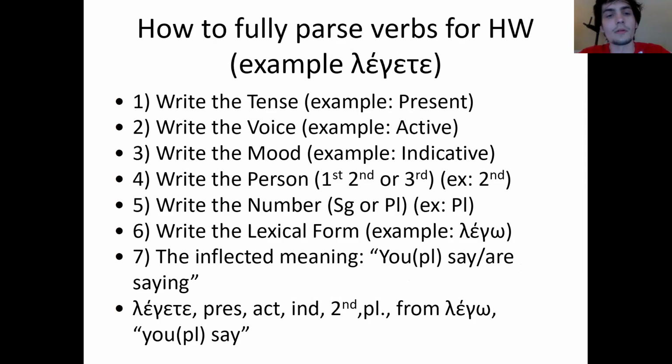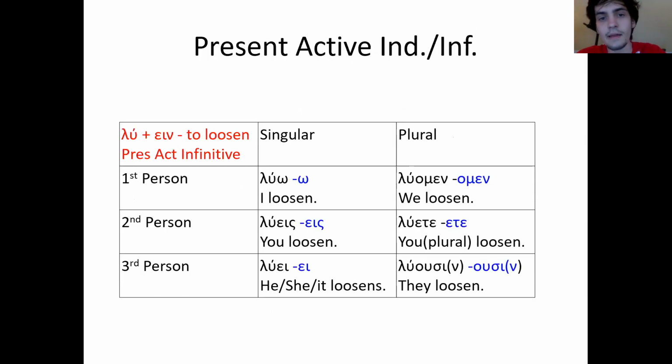There are 5 different parts to a verb. That is the tense, the voice, the mood, the person, and the number. We didn't talk about person or number, but we see that in the chart. Person would be first, second, third person, and number would be singular or plural.